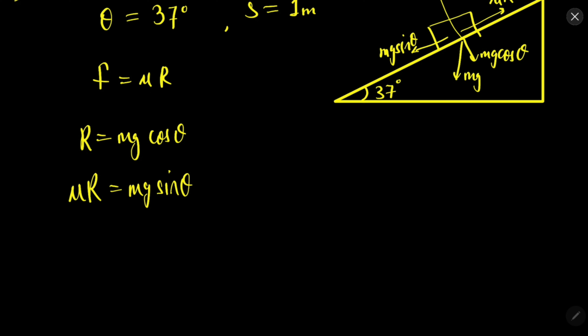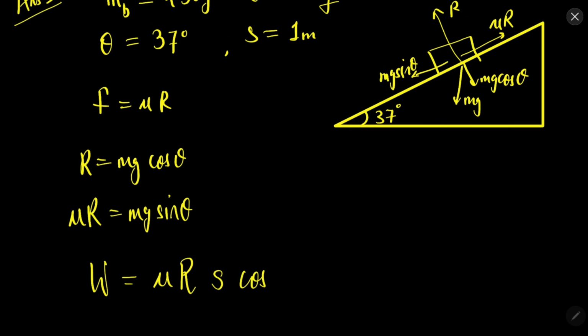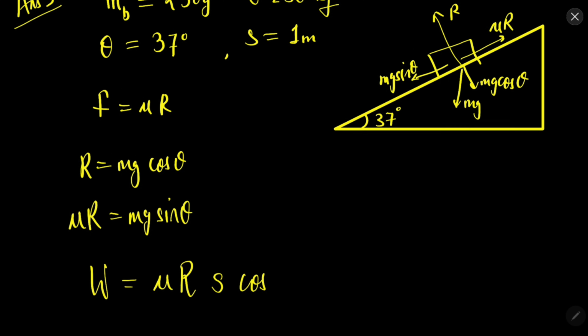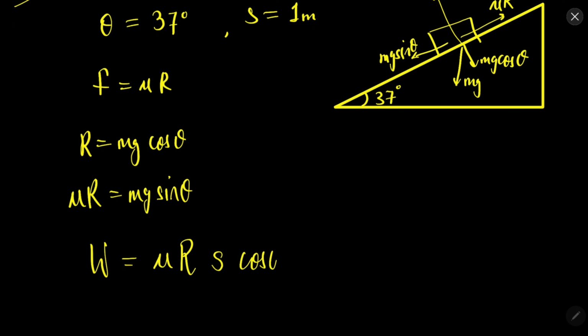We, by the way, need not do this because we need to find the work done only. So the work done against friction will be given by mu R, this is the force, into displacement s, and then cos. So the work done against friction will be like this. In place of mu R we can write mg sin theta into displacement into cos theta.